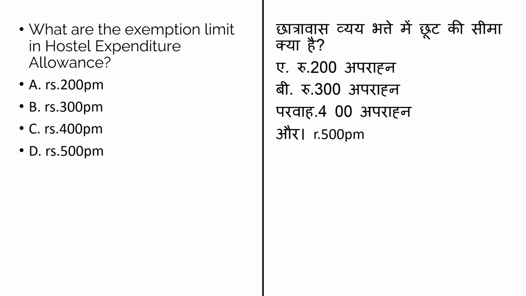This is the last question for today's lecture which you have to answer. The question is, what is the exemption limit in the hostel expenditure allowance? For this, the options given are rupees 200 per month, second option is rupees 300 per month, third option is rupees 400 per month, and the last option is rupees 500 per month.